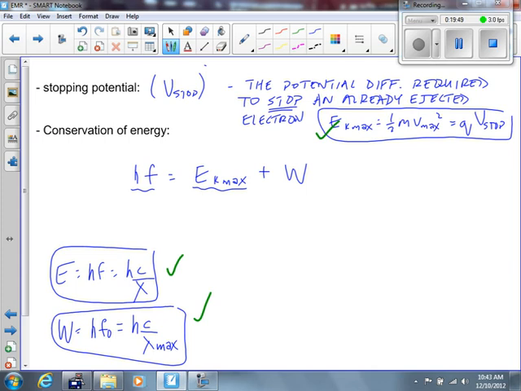The electron needed to absorb a certain amount of energy to leave, and then once it leaves, it's got kinetic energy. The work function is the energy that is absorbed in order to be ejected.